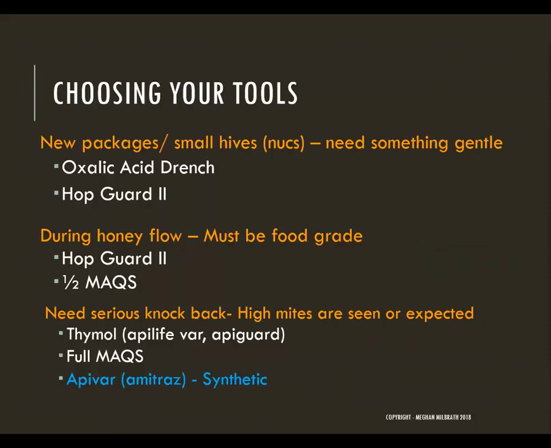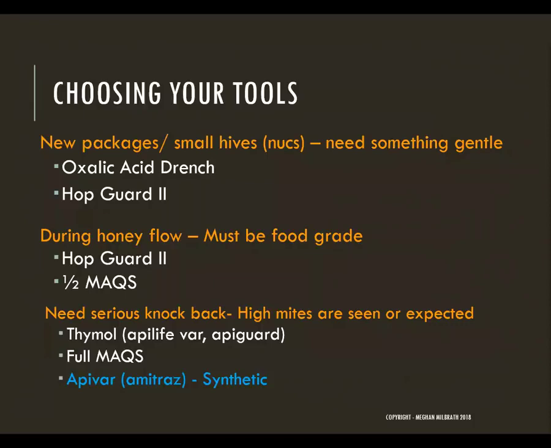All right, so I'm going to talk about choosing your tools. And I have another flow chart of this as well. And again, this will be written down. But if you've got new packages or small hives, you do need something that's gentle. So using the oxalic acid drench, which I'm going to go into detail for the next couple slides, is very useful. And HopGuard 2 is also a gentle option that we can use.